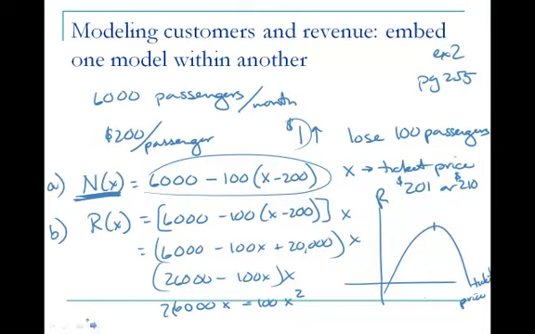Okay, so there's an example of where we have to do a little bit more work. We've got to figure out how many passengers based on an increase or decrease, and then we have to use that to find our revenue. And we want to find the maximum revenue here.